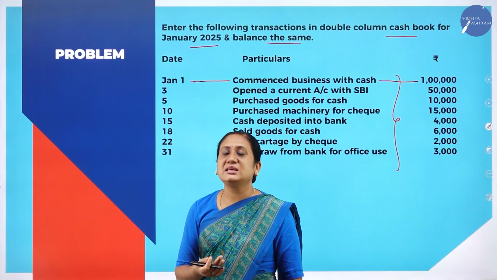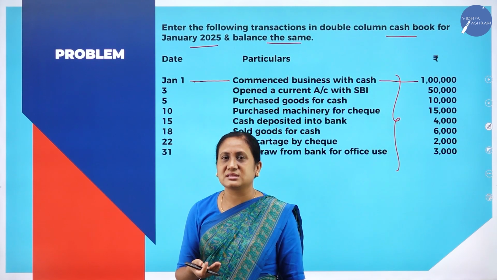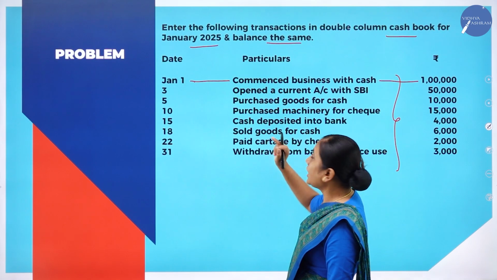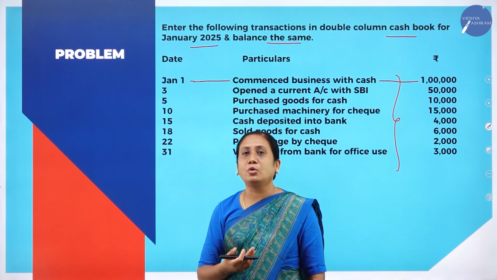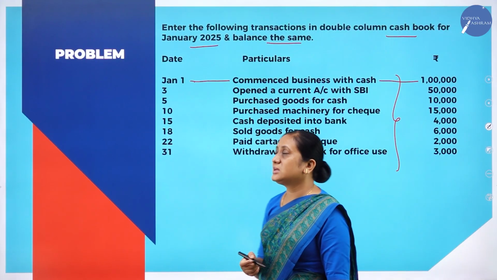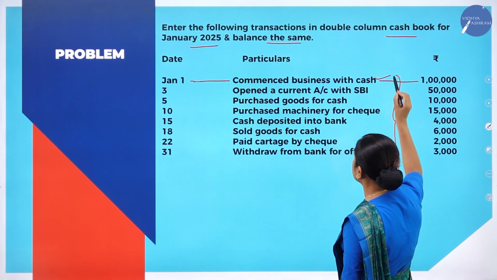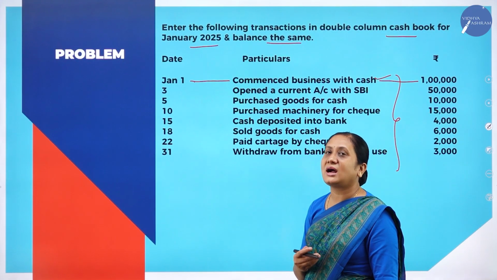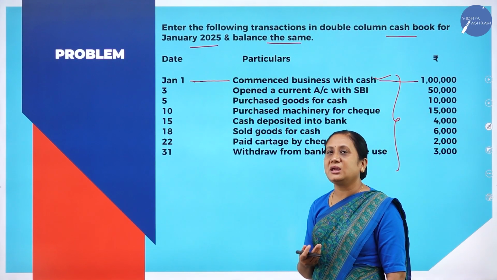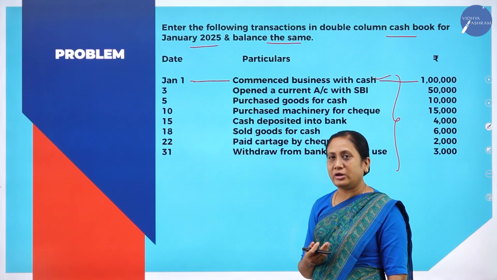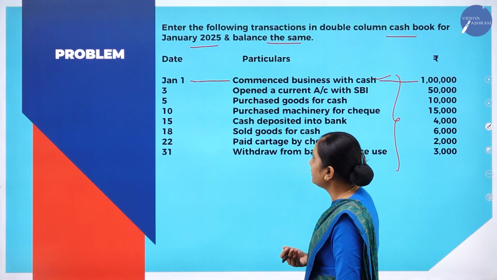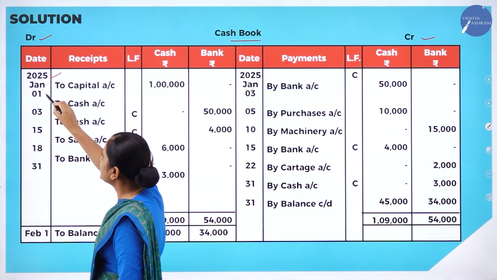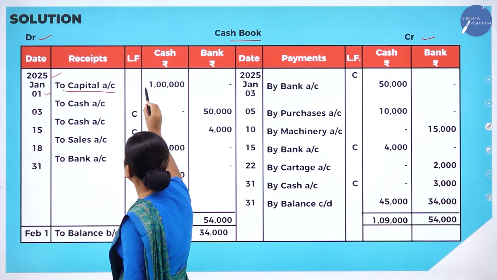The business is starting, the business is commencing. To start the business, what is the owner bringing? To start the business, the owner is bringing in cash. What is this cash? 1 lakh is capital. Why? Because to start the business, the owner is bringing in cash of rupees 1 lakh. We can call it capital. Correct? We will record this now. Right here, 2025 in the date column, Jan 1, to capital account 1 lakh.